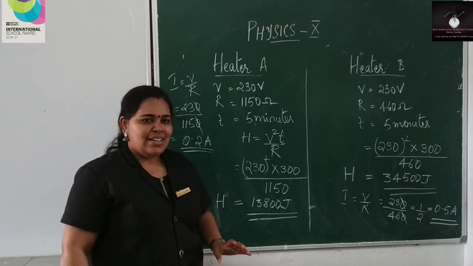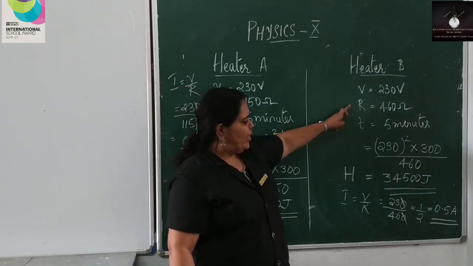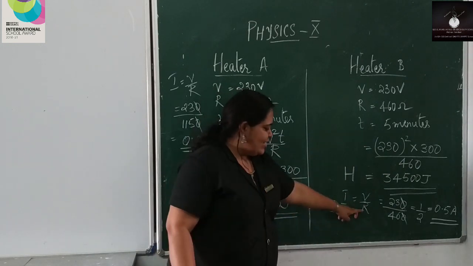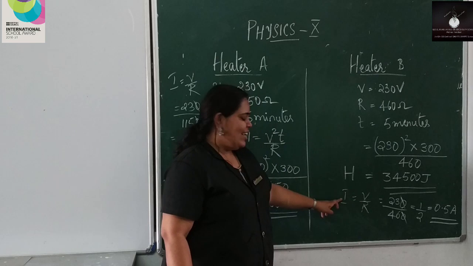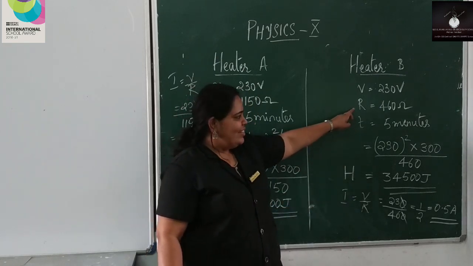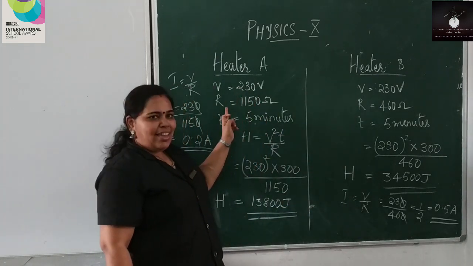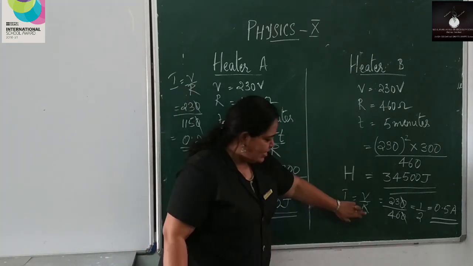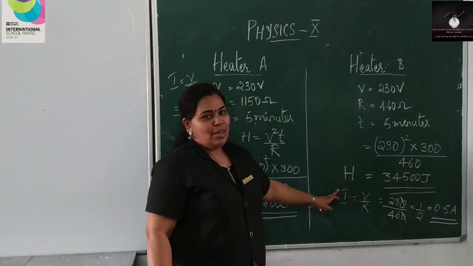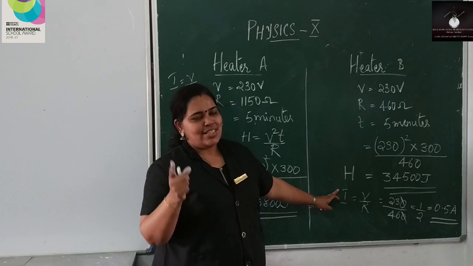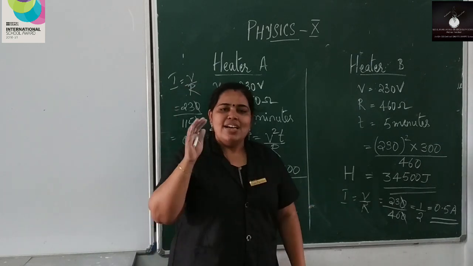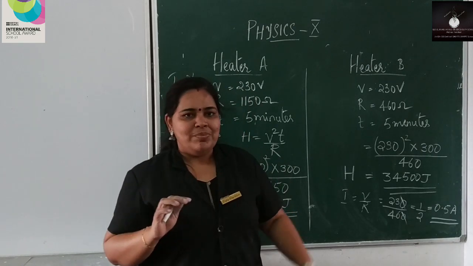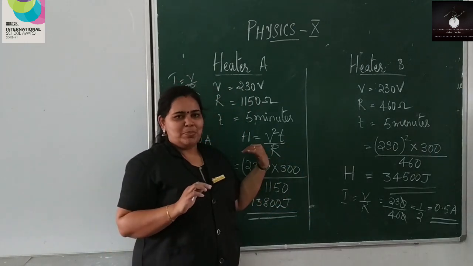Is it clear? So, what is the relation between resistance and current? As resistance decreases, current increases. Here, the resistance is less compared to A, isn't it? So, here the resistance is less and current will be more. Current and resistance are inversely proportional. When current increases, resistance decreases. Hope you have understood this problem.